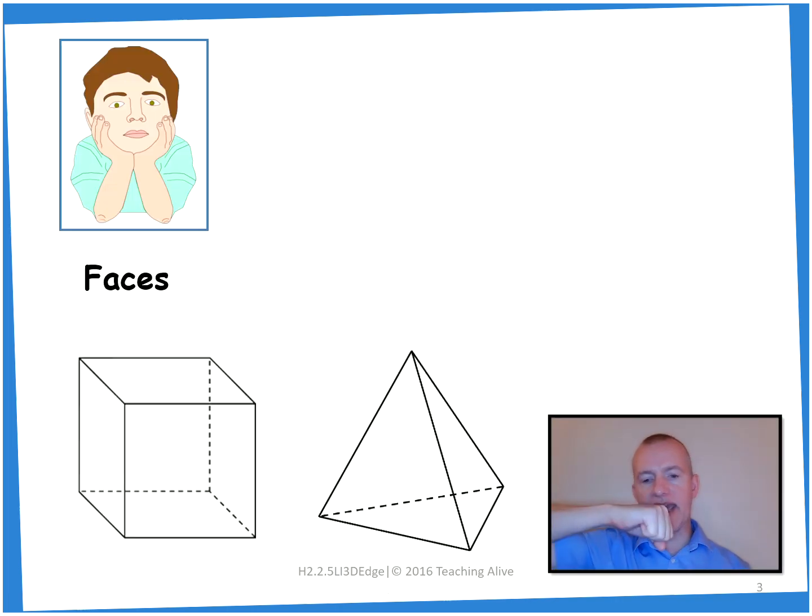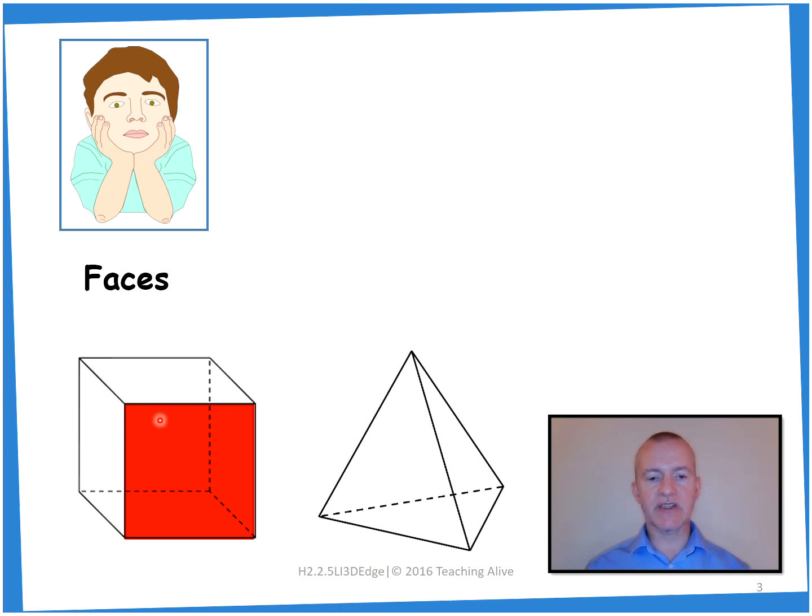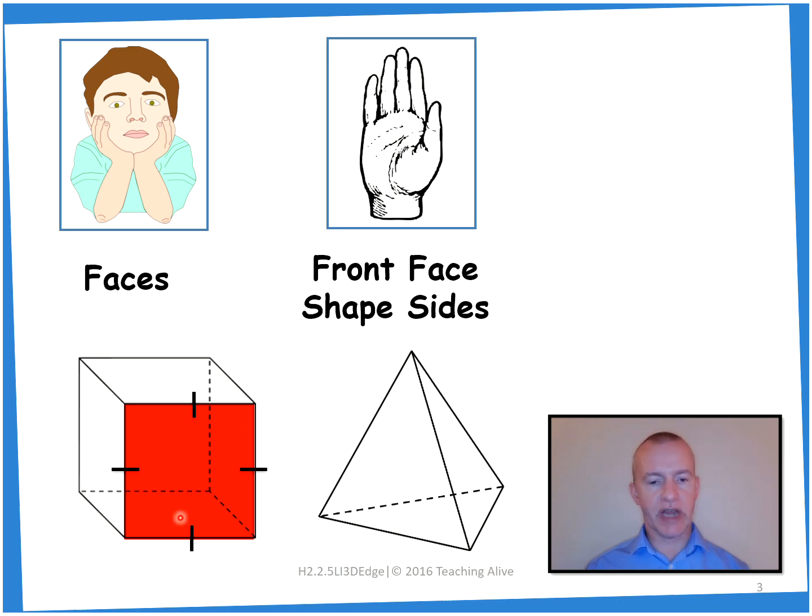Before we start exploring edges, let's have a look at some faces that will help us. We will talk about this face we've just coloured in red here. It's the shape that is on the front of the cube, cuboid or prism, and we'll talk about how many sides it's got. It is the front face shape, and we're looking at its sides. So this is a square and it's got 4 sides. So the front face shape sides, you could say it's a square and it's got 4 sides, and we can hold our palm up to help us remember that.